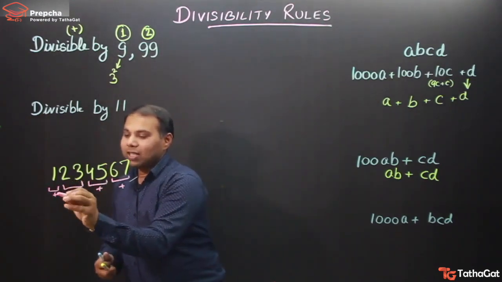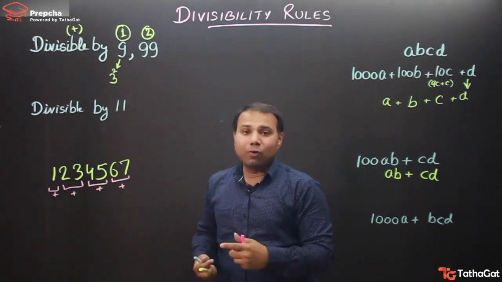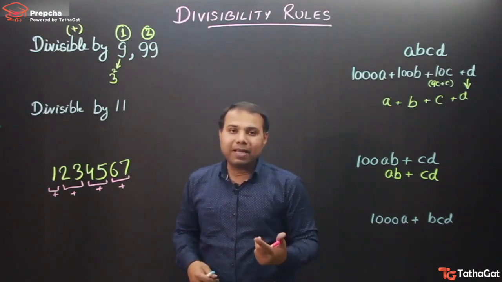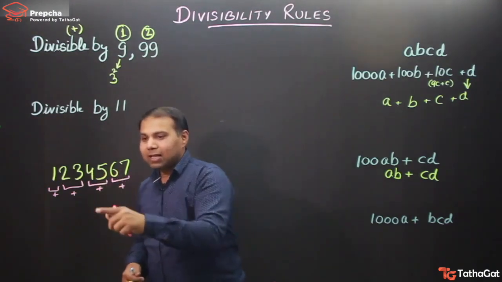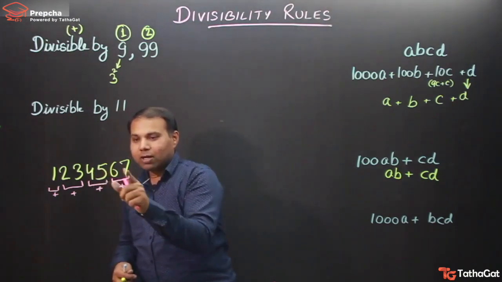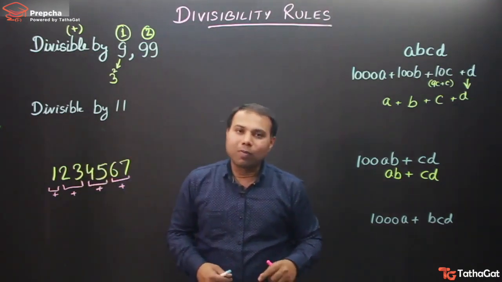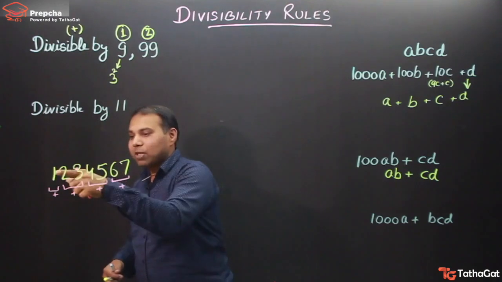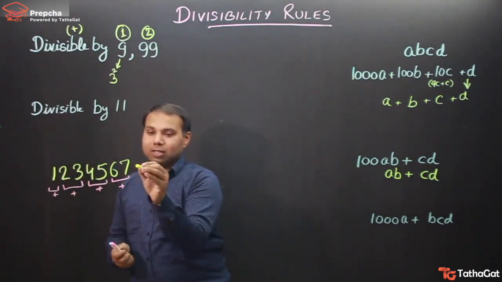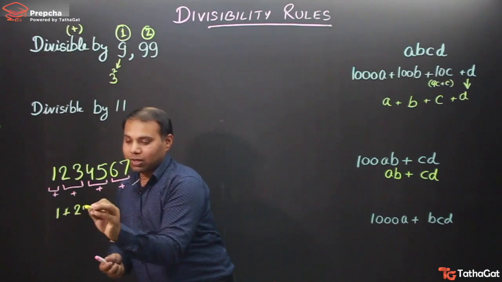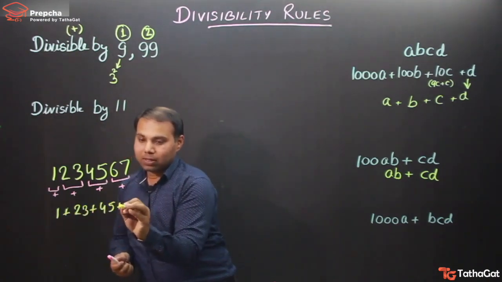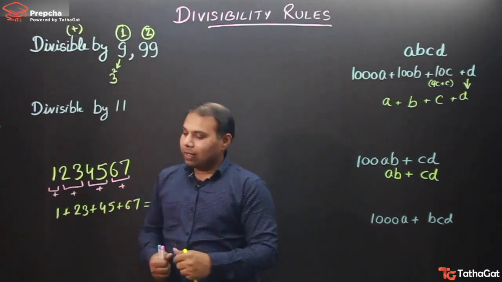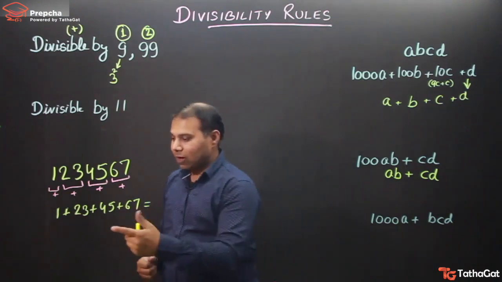What I need to do is just add all these and see whatever the value is. If that value is divisible by 99, my whole number is divisible by 99. Otherwise, whatever is remaining is my remainder. Okay, let's do it quickly. If I add them, 67 plus 45 is 112. 112 plus 23 is 135. 135 plus 1 is 136. So this value comes out to be 136. I have just done 1 plus 23 plus 45 plus 67, and it's 112, and 112 plus 23 is 135, 135 plus 1, 136.